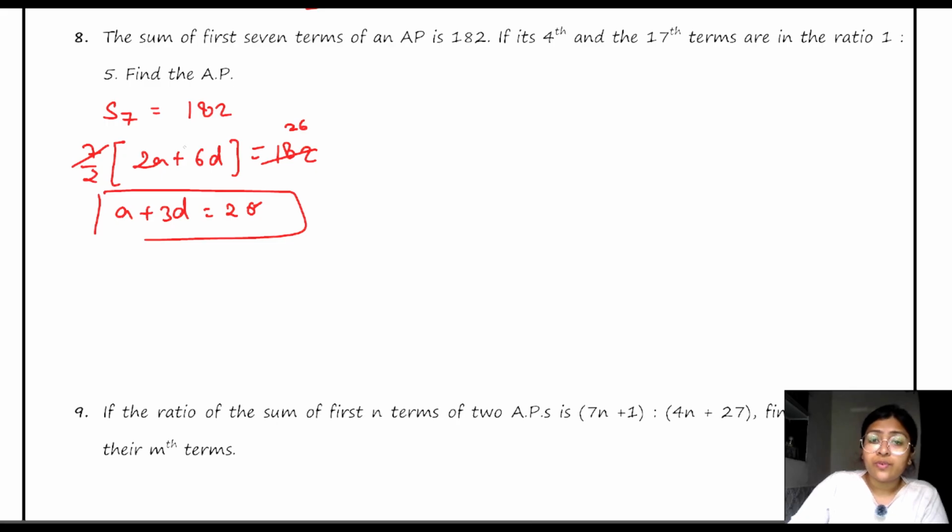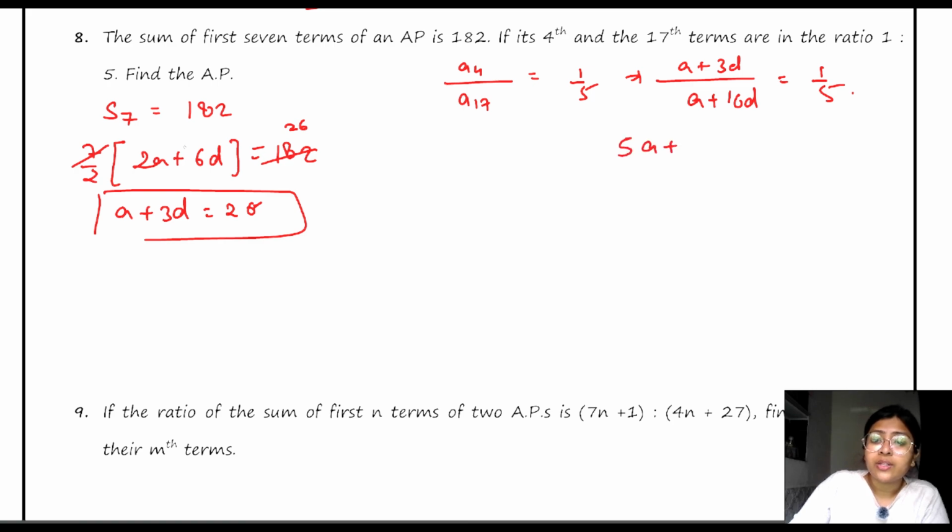Okay, its 4th and 17th terms are in the ratio 1:5. According to the question we have a4 over a17 is 1:5. Simplifying it, a plus 3d whole upon a plus 16d is equal to 1/5. Cross multiply it: 5a plus 15d is equal to a plus 16d. So 4a is equal to d. This is the relation between a and d.